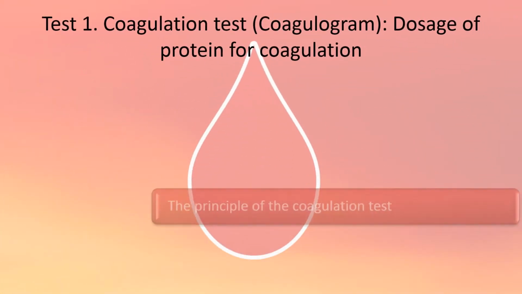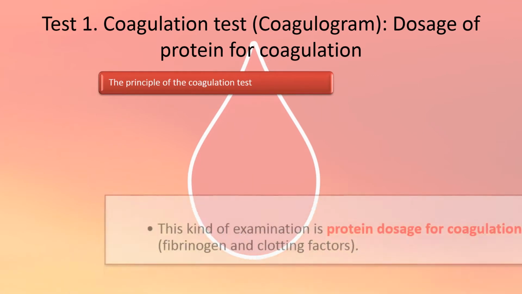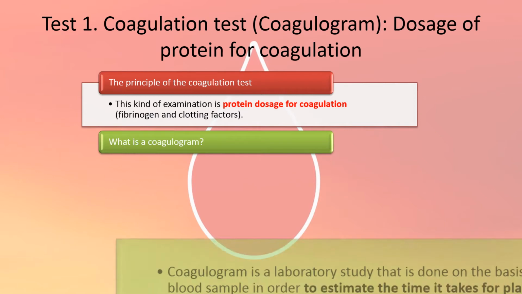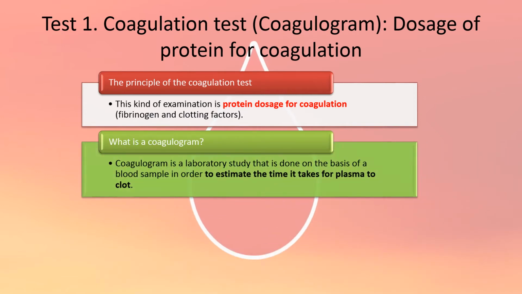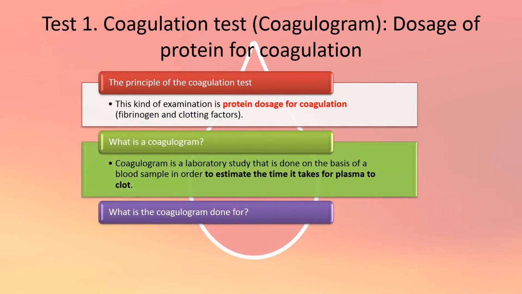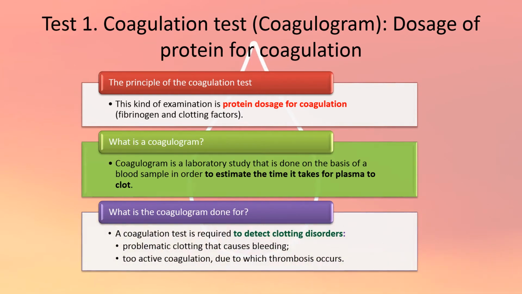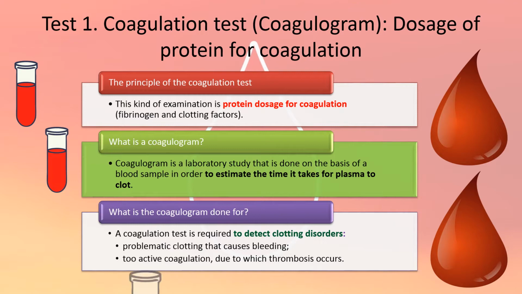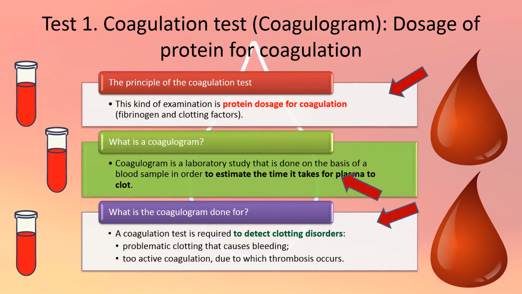First test, coagulation test, coagulogram. Dosage of protein for coagulation. This examination consists of a dosage of the coagulation protein, fibrinogen and clotting factors. A coagulogram is a laboratory study that is done on the basis of a blood sample in order to estimate the time it takes for plasma to clot. A coagulation test is required to identify clotting disorders, problematic clotting that causes bleeding, and too active coagulation due to which thrombosis occurs.